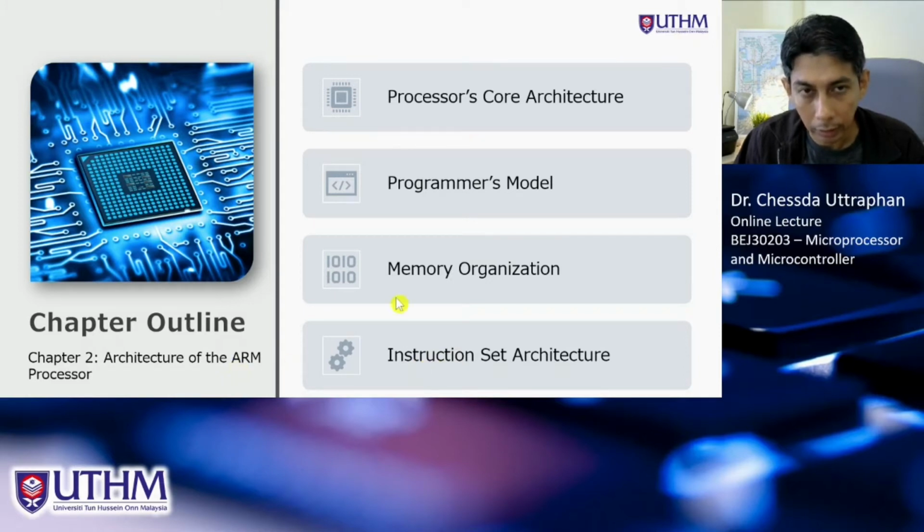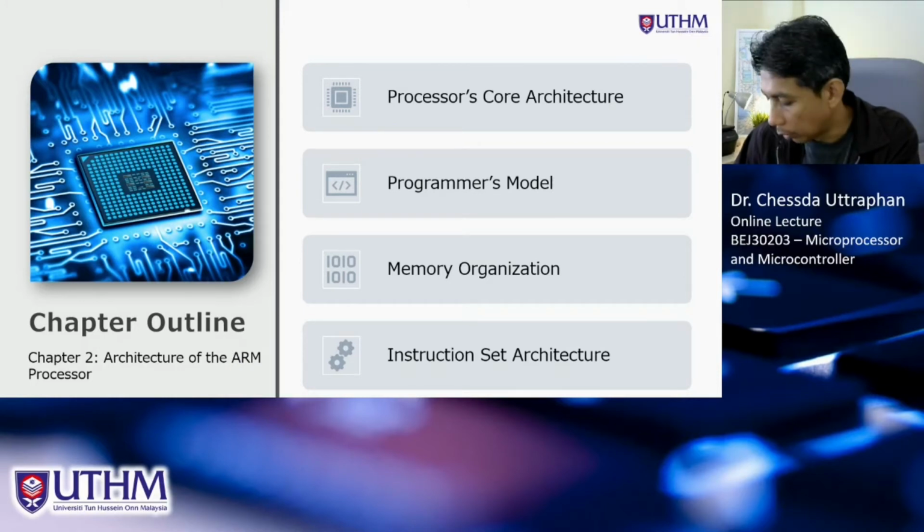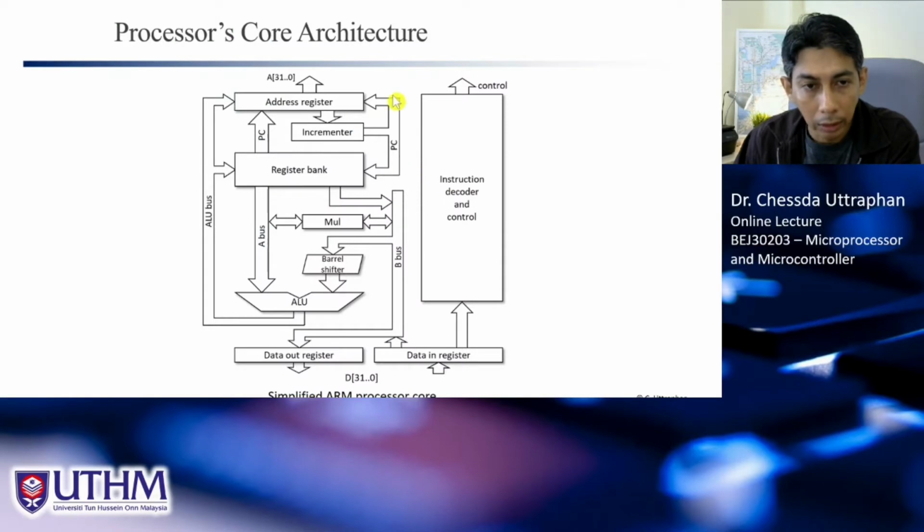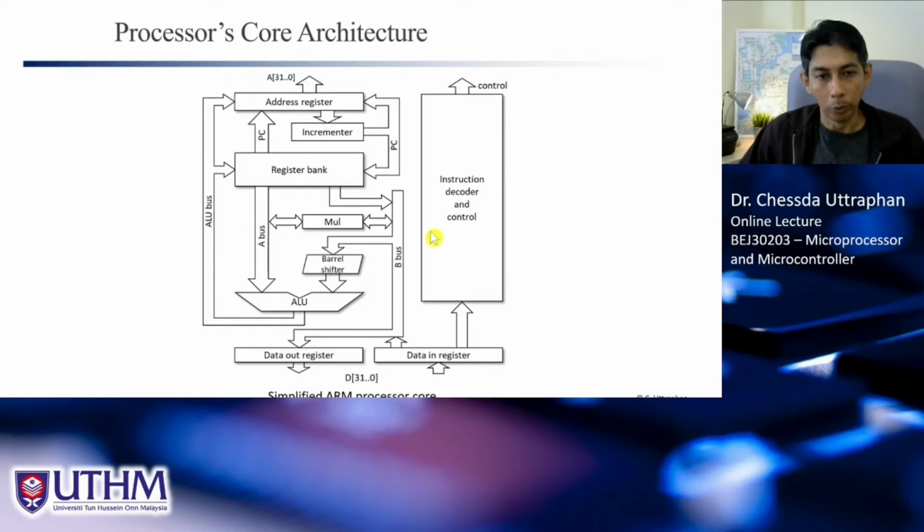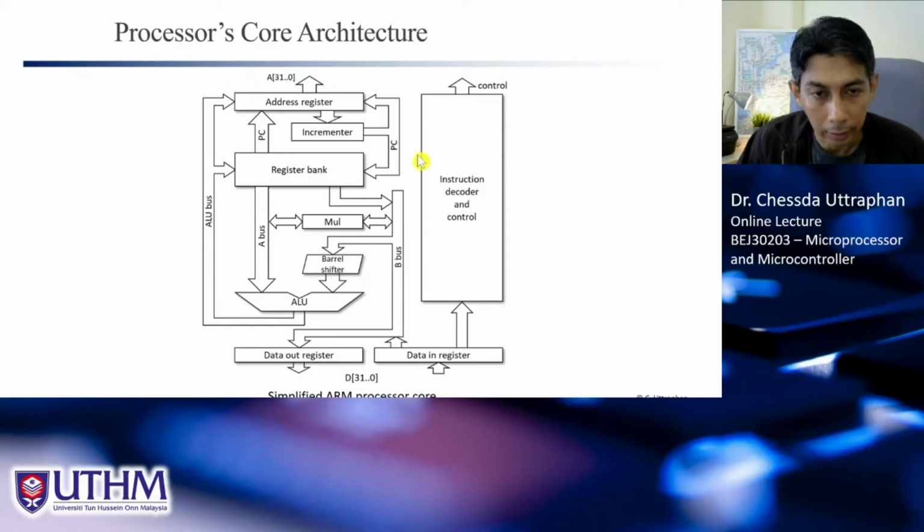processor. Okay, so we go to the first, which is the processor core architecture, and this is the ARM architecture block diagram, the simplified block diagram. Of course, the real one is more complicated. You will have many more wires, many more signals, many more components. But this is the simplified version of the block diagram.